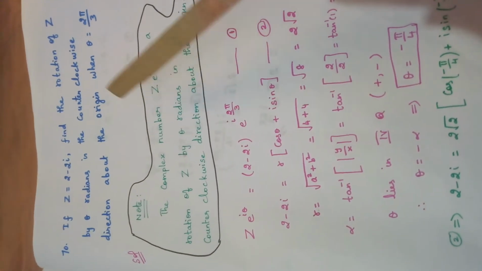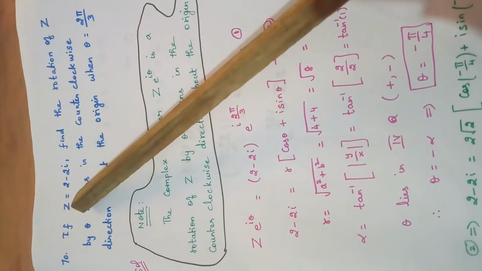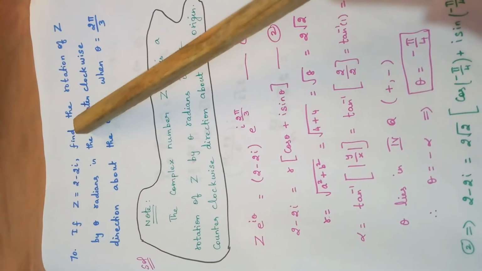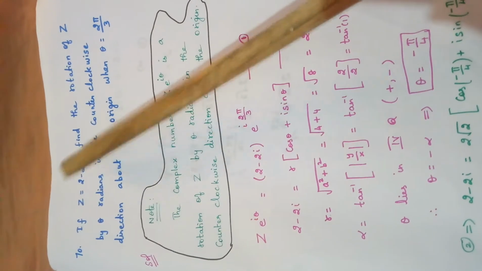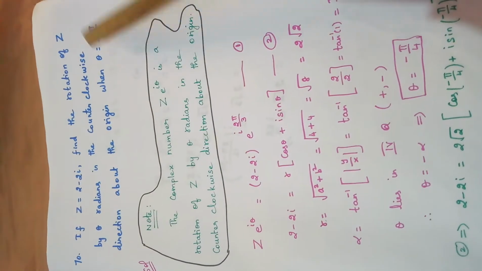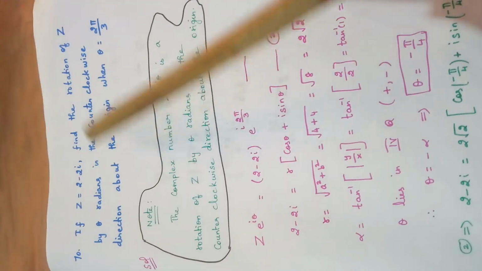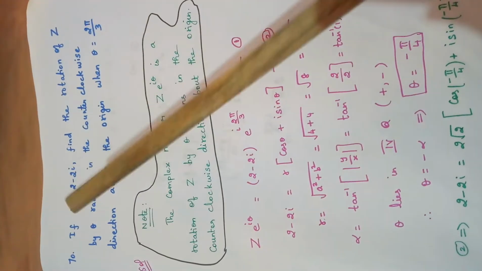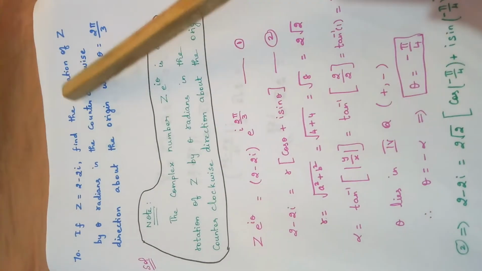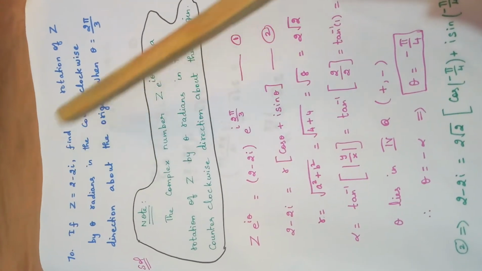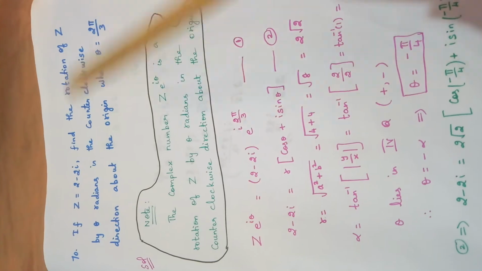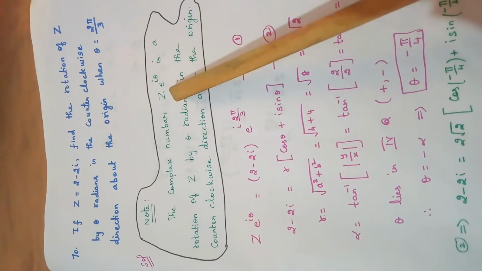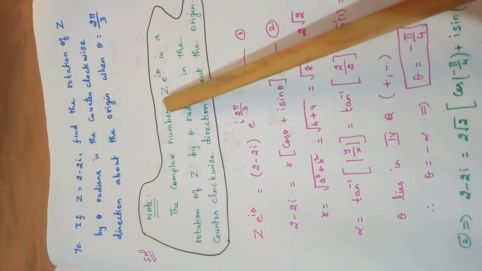Now once again we will read the question. One complex number is given to us, z. They are asking us to find the rotation of this by theta radians, where theta is given as 2 pi by 3, in the counterclockwise direction about the origin. Again I repeat, a complex number is given to us. We need to find the rotation of this complex number with the angle 2 pi by 3 in the counterclockwise direction about the origin. So actually we need to find z e power i theta.